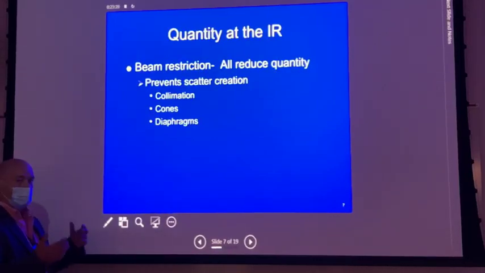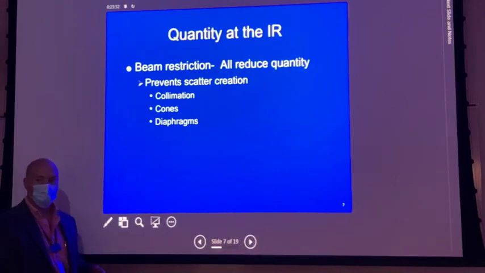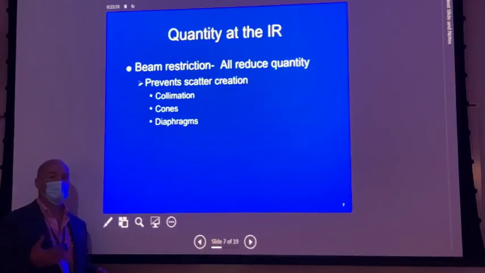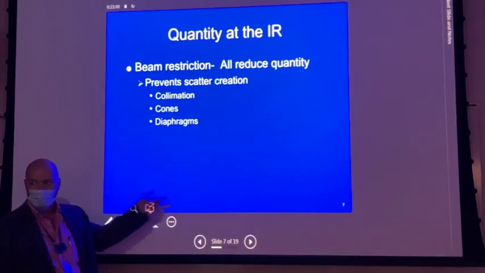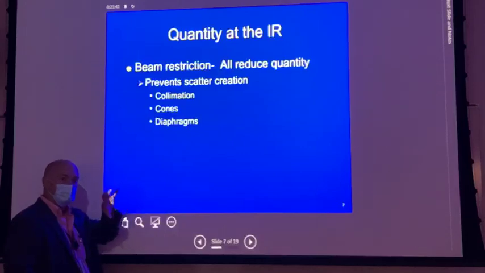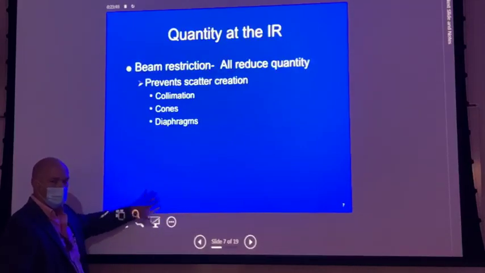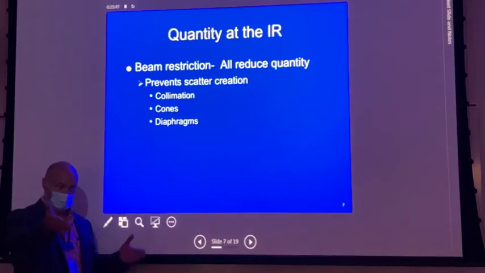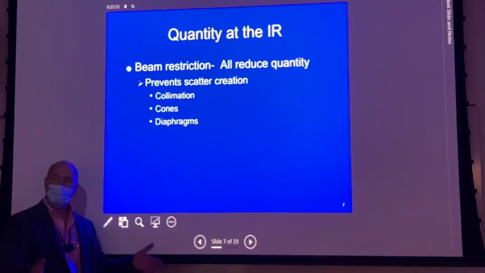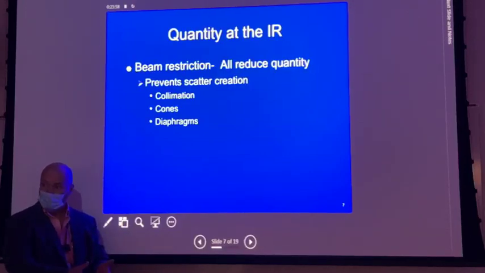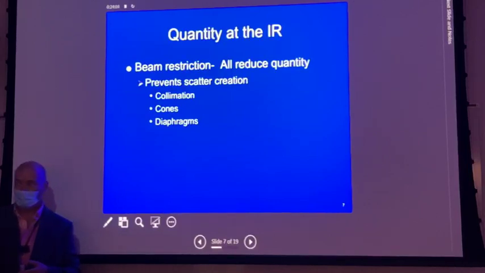Okay, so again, back to scatter radiation. Scatter radiation does what? Gives us a layer of unwanted density, right? So if we prevent that scatter from being created, then what's going to happen to the exposure to the image receptor? Less. It goes down. There you go. So if you shoot one image with wide open collimation, like a KUB on a patient, and you don't change your technique and you collimate in for an AP of L-spine, then you're going to have less radiation exposure to your image receptor.